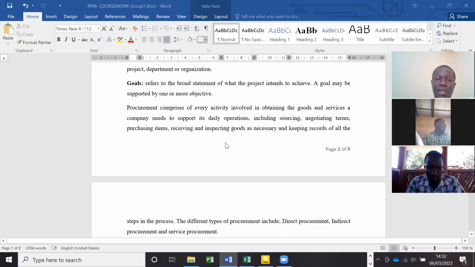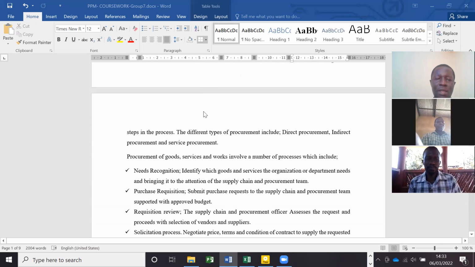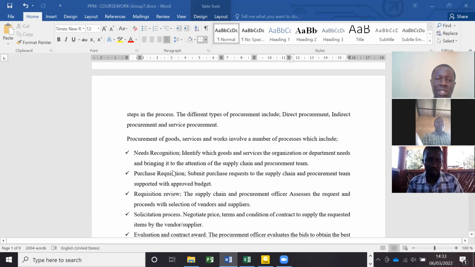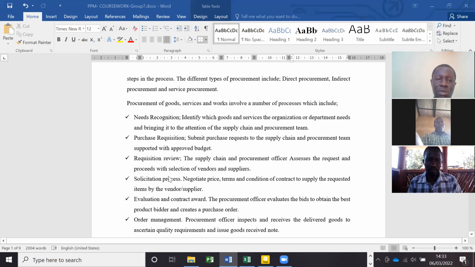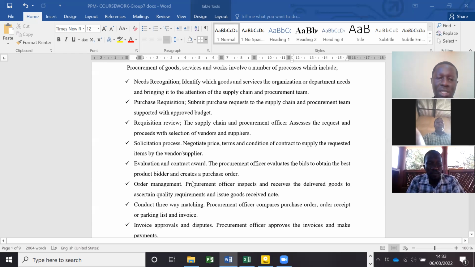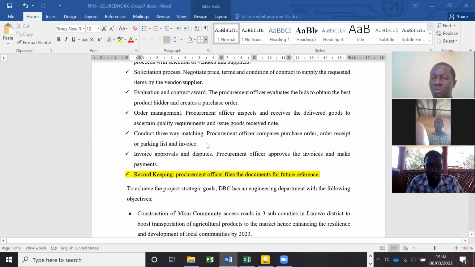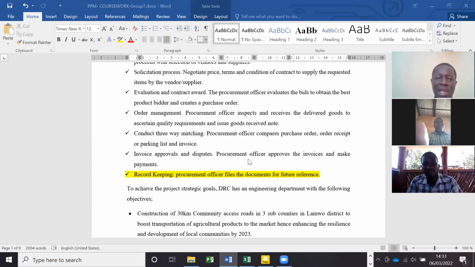Now, the department does procurement, and the procurement undergoes a series of processes, which include needs recognition, purchase requisition, requisition review, solicitation process, evaluation and contract award, order management, conducting three-way matching, which includes comparing the purchase order, order receipt or packing list, and invoicing. Then it undergoes invoice approvals and dispute resolution. That's a brief background, and I will hand you over to Francis, who will take us through other elements.